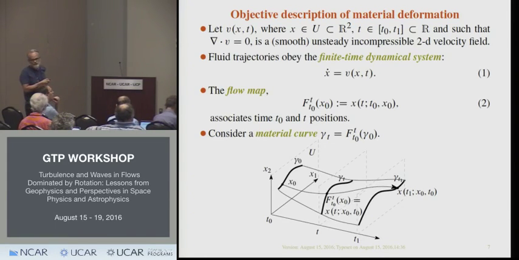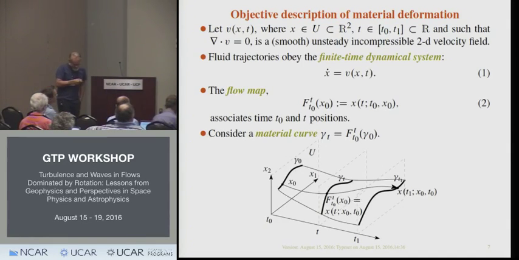We're going to start with a velocity field, which is incompressible, two-dimensional, and the particles evolve according to this finite time dynamical system. It's not autonomous because it depends on time. Finite time because the velocity field is defined over a finite time. Okay, we're going to have a flow map that relates the time t0 and time t positions of fluid particles. This is going to be smooth and invertible, provided that the velocity field is sufficiently smooth.